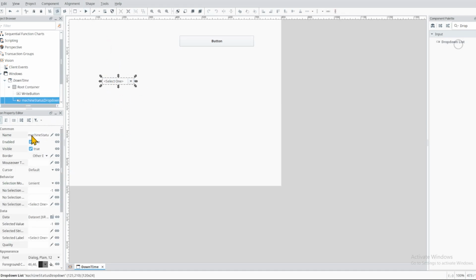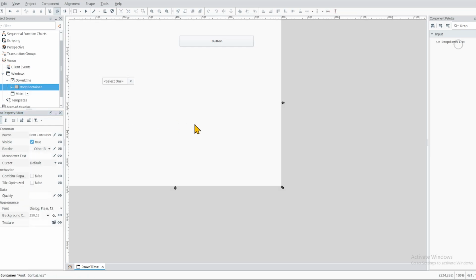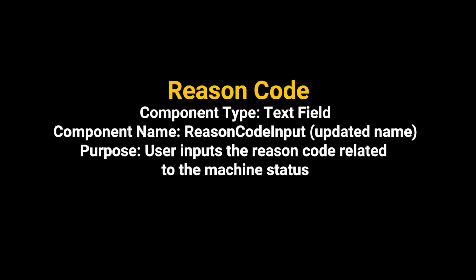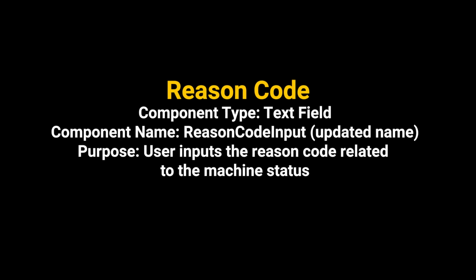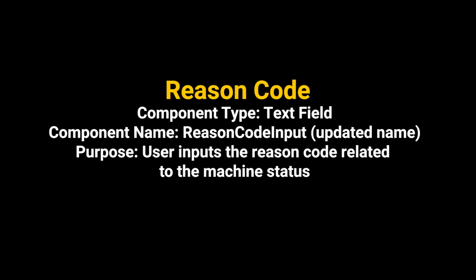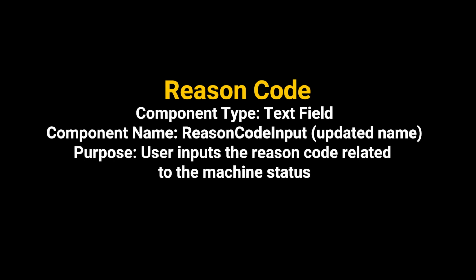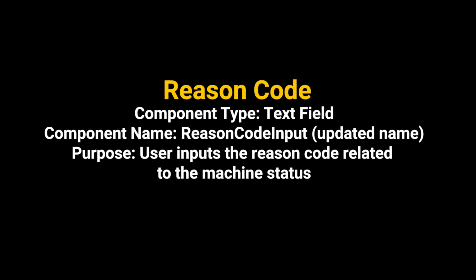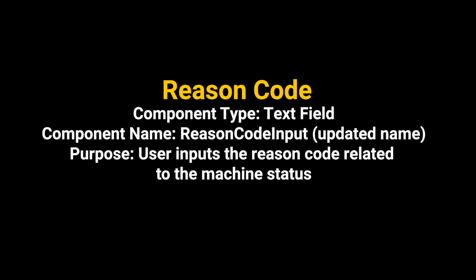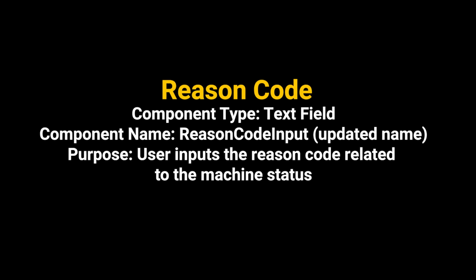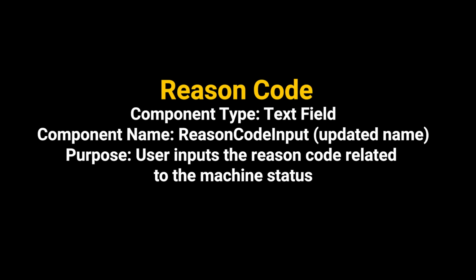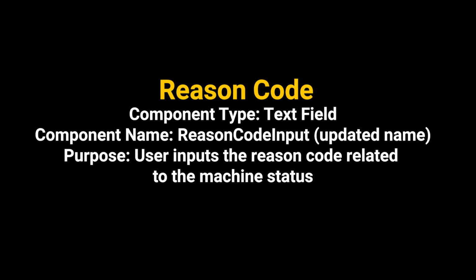We ensure this is a capital M. Okay. The other thing we need is a reason code. Reason code is just a comment box. So we'll just put in a text entry. We take a text field and we just call the text field reason code input.